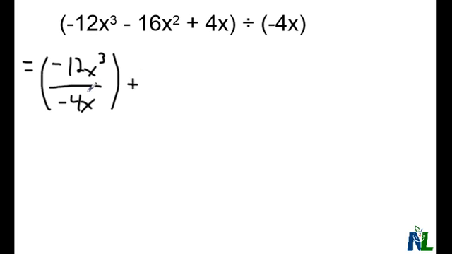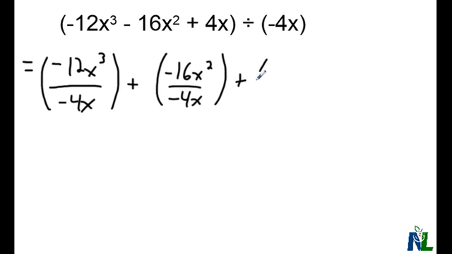To this first part, I'm going to add whatever I get when I divide negative 16x squared by negative 4x. And finally, my last term, whatever I get when I have 4x divided by negative 4x. Okay, so I've broken this apart.